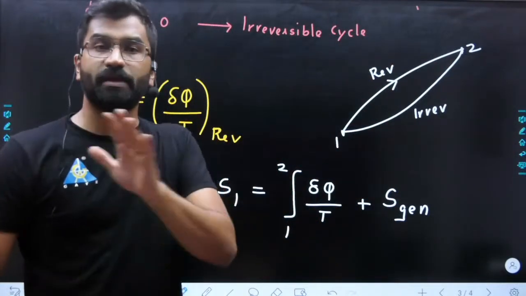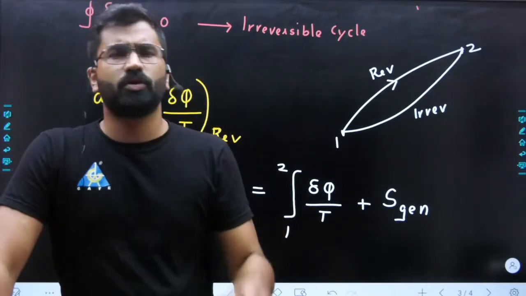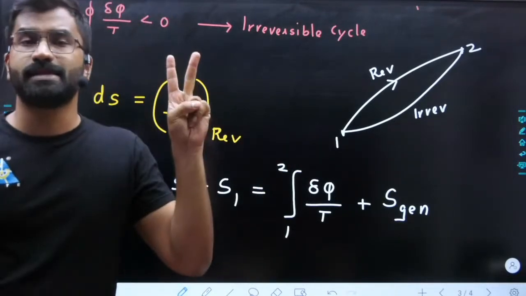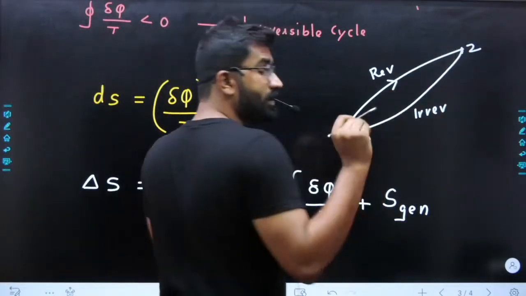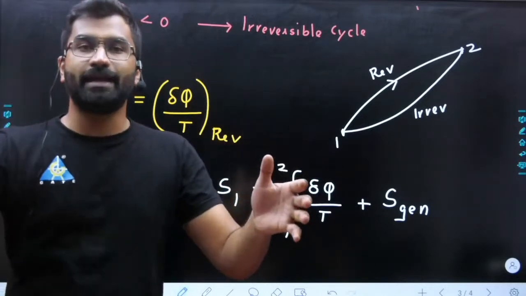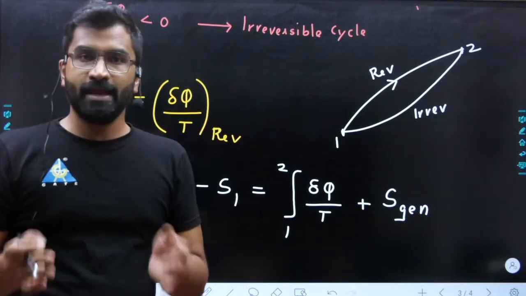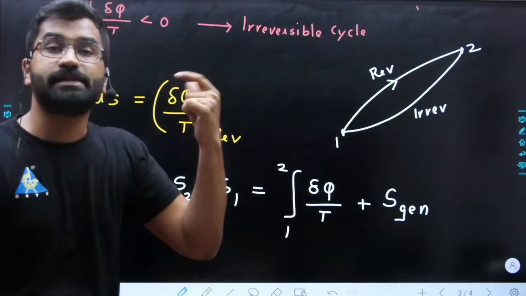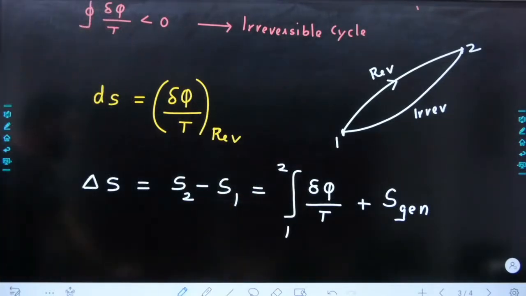Because entropy is not a path function, it is a state function. Always remember this, many students have this doubt. Entropy change for an irreversible process and a reversible process will be the same if the initial and final points are equal. That "if" is important. If the initial and final states are the same, the entropy change is the same because it is a state function, not a path function. Easy? That is the important part.